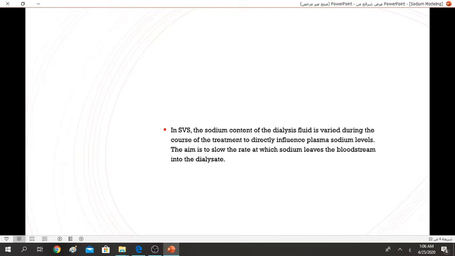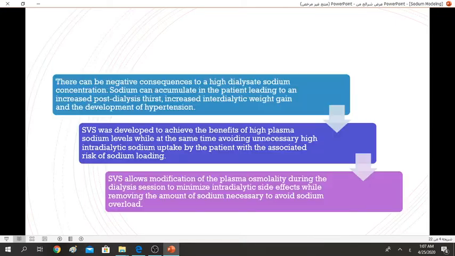In sodium variation system, the sodium content of the dialysis fluid is varied during the course of the treatment to directly influence plasma sodium levels. The aim is to slow the rate at which sodium leaves the bloodstream into the dialysate. There can be negative consequences to high dialysate sodium concentration. Sodium can accumulate in the patients, leading to an increased post-dialysis thirst, increased intradialytic weight gain, and development of hypertension.